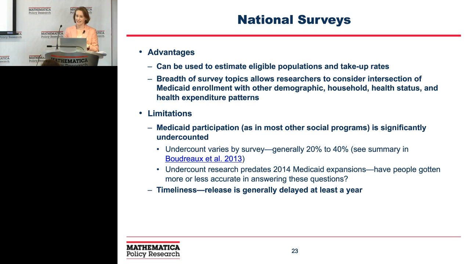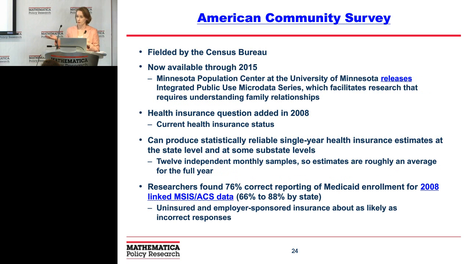A few specific examples that I think this group should be aware of. So of course we have the American Community Survey. It's now available through 2015. If folks aren't aware, and University of Minnesota folks didn't ask me to say this, it's just a really useful site. They have the Integrated Public Use Microdata Series, which facilitates research that requires understanding family relationships. And if we're talking about Medicaid eligibility, you want to know about what the family relationships are. So that's an easier place to start than with the raw ACS data.